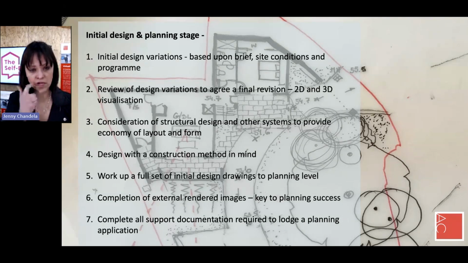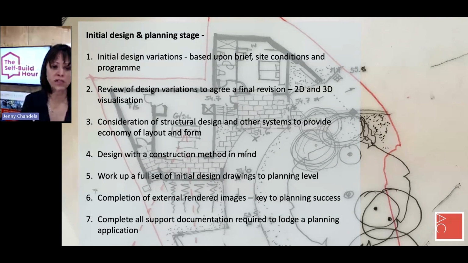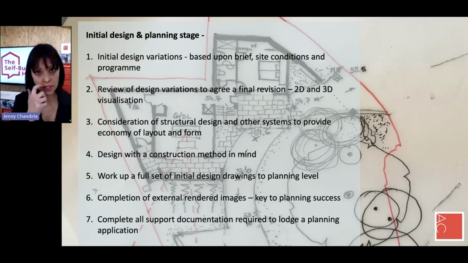So we do try and move into 3D as quickly as possible. You're going to be wanting to consider structural design and other systems, so there's room for those things in your initial designs. Where you can, we always encourage designing with a construction method in mind. This is going to make everything more efficient.